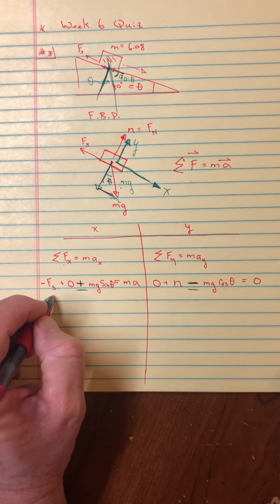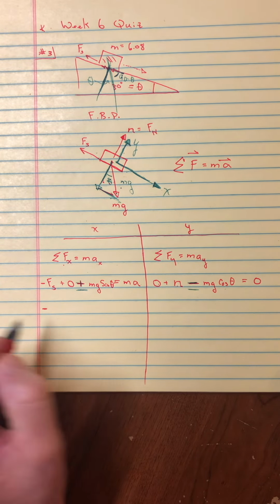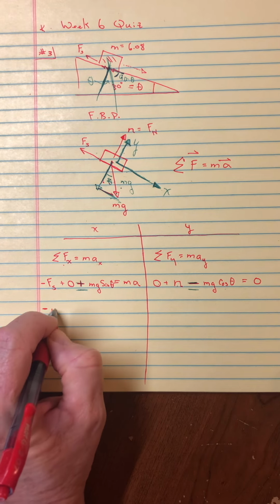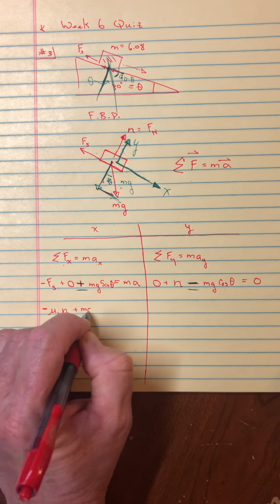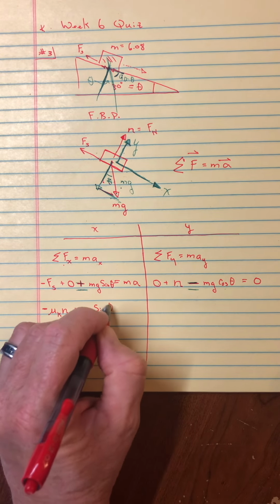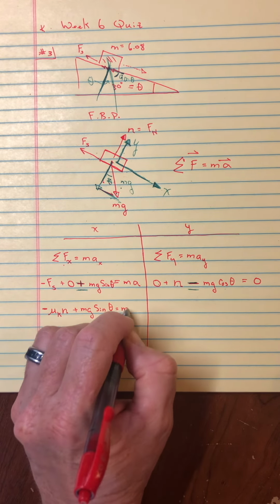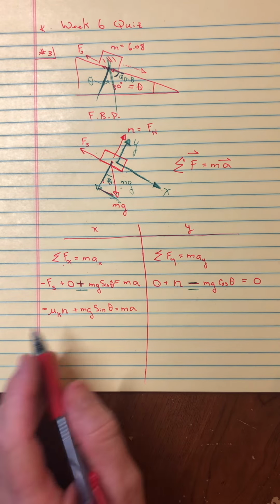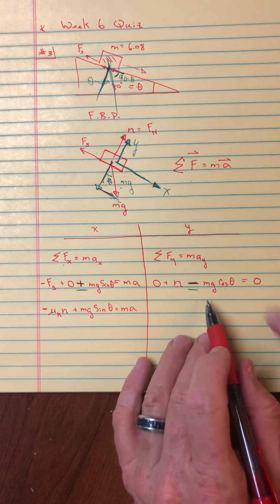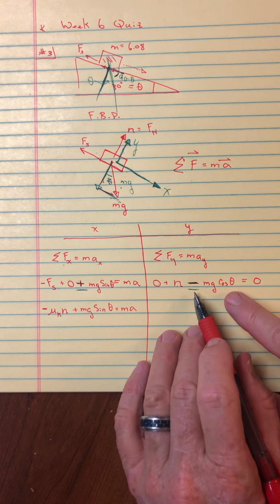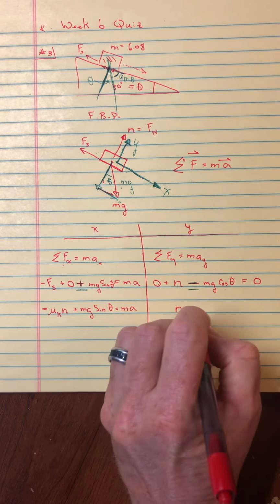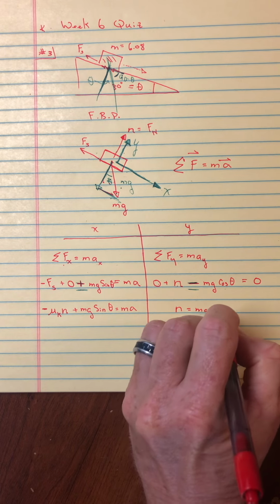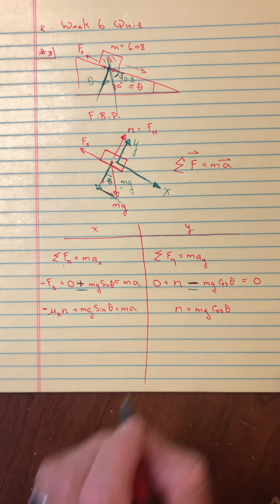And so I didn't put it into this equation, but it's the coefficient of kinetic friction times the normal. And we could then solve for the amount of friction if we just knew the normal. And that we can get right here from the y direction. This says the normal would be equal to mg cosine theta.